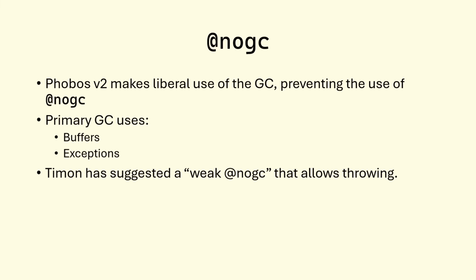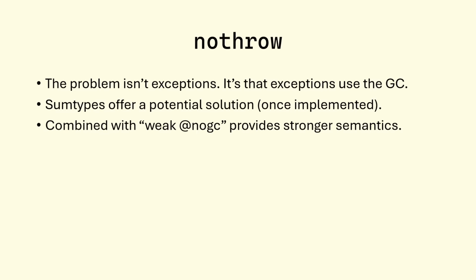Looking through the code, most of the use cases are actually for buffers and exceptions. And there's some movement on exceptions. For example, Timon has suggested a weak @nogc that allows throwing without the allocation for throwing. And I think I heard a rumor that Attila might be working on a DIP for that. That will probably actually be coming.